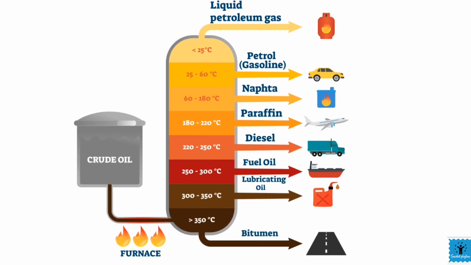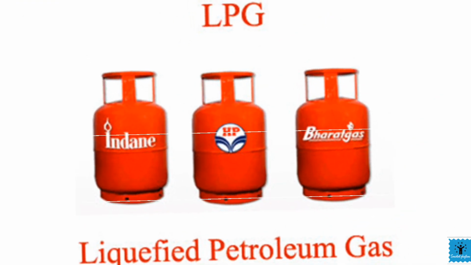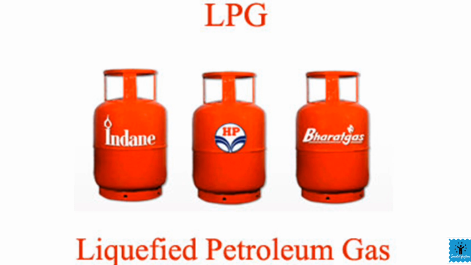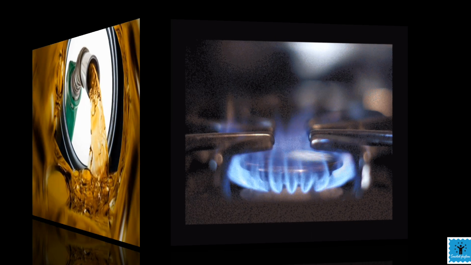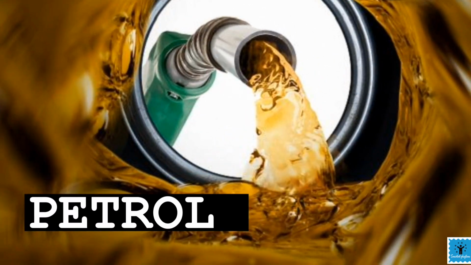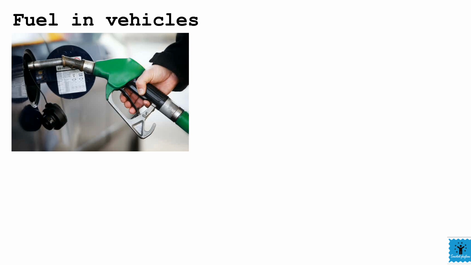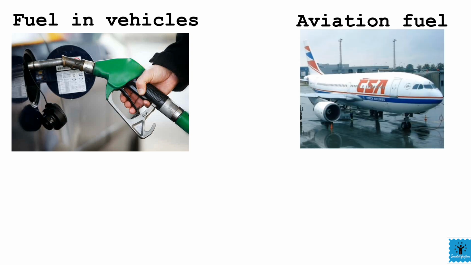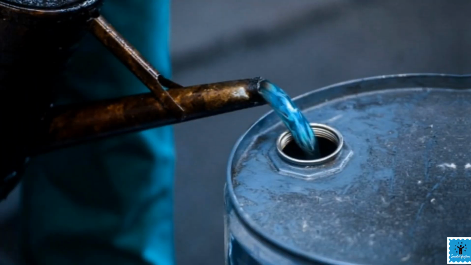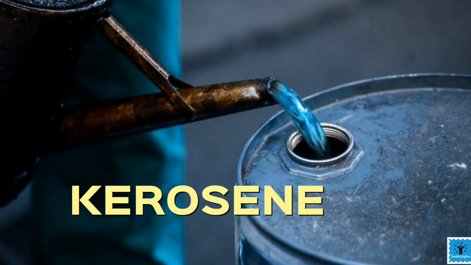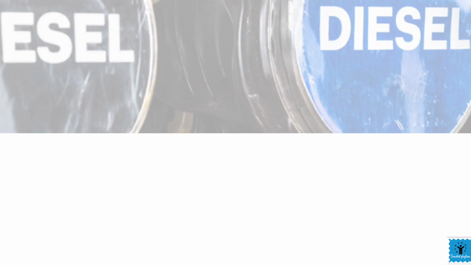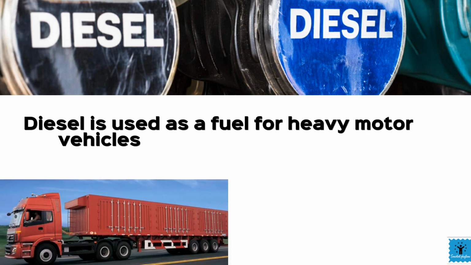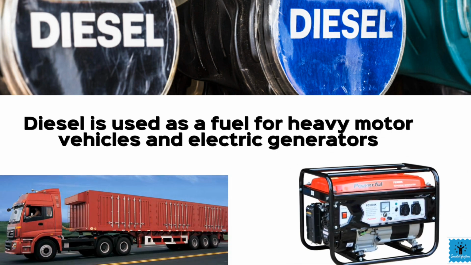So the main constituents of petroleum are, first of all, petroleum gas in liquid form, also called LPG, which is used as a fuel for home and industry. Second is petrol, which is used as a fuel in all the motor vehicles or as an aviation fuel, and it is also used as a solvent for dry cleaning. Third product is kerosene. Kerosene is used as a fuel for stoves, lamps and for jet aircrafts. Diesel is used as a fuel in heavy motor vehicles and electric generators.